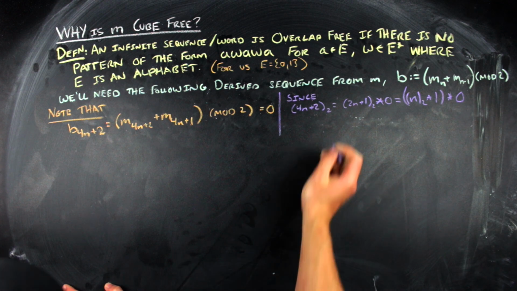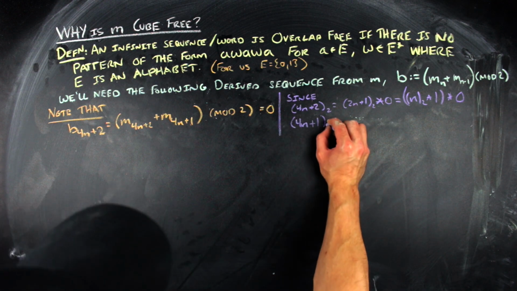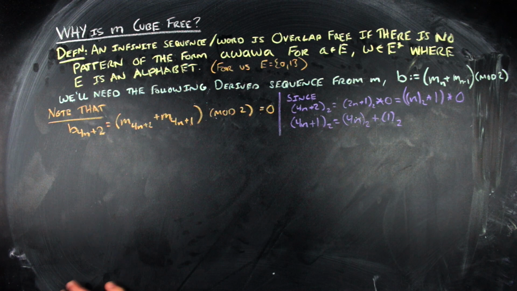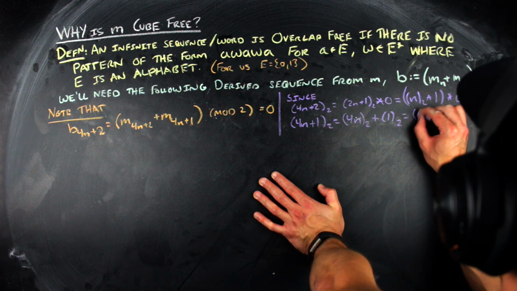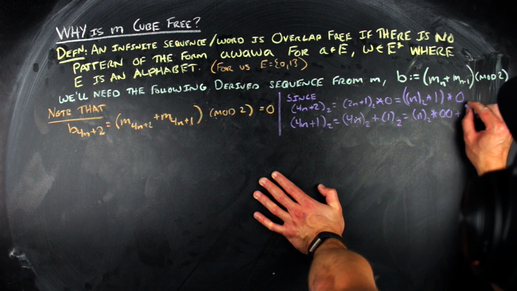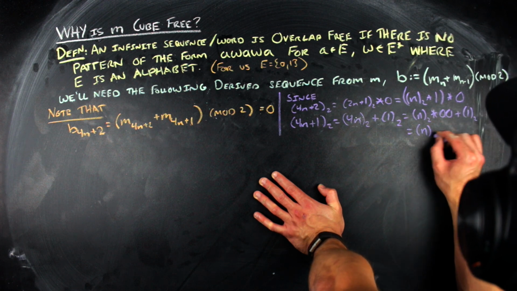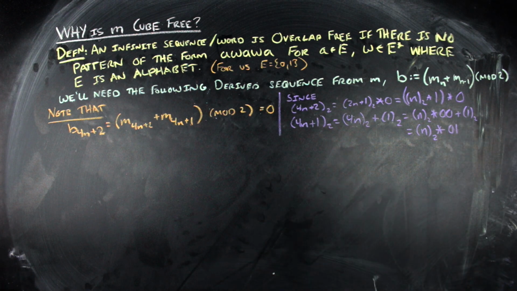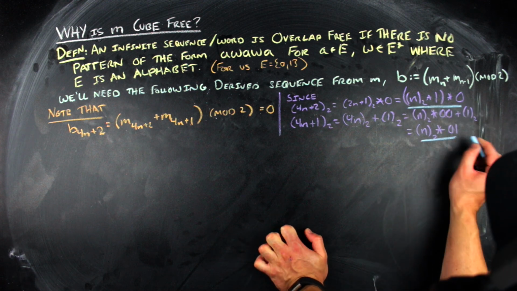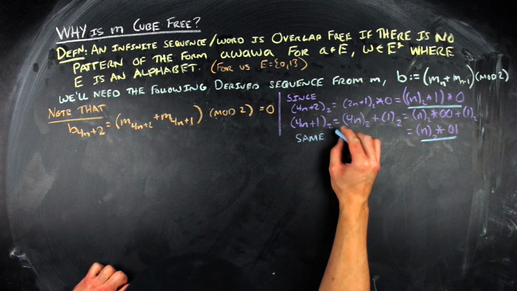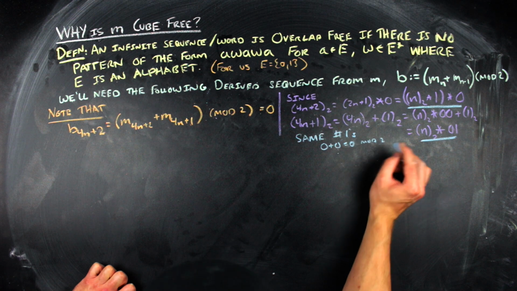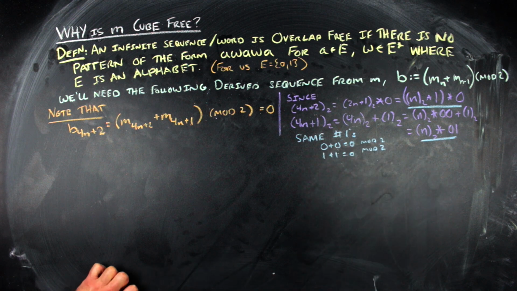Also, the binary expansion of 4n plus 1 is going to be equal to the binary expansion of 4n plus the binary expansion of 1, because that's just an expression of counting in binary, right? You just increment by 1. And so 4n has the same binary expansion as n concatenated with the word 00. And then because we're adding 1, that is the same thing as the binary expansion of n concatenated with 01.